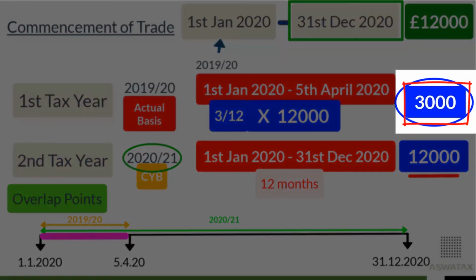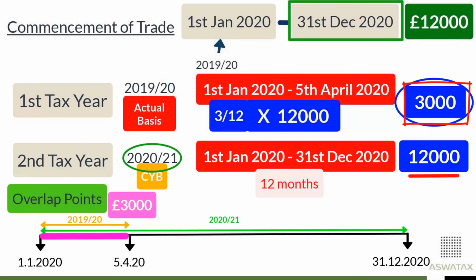Therefore, £3,000 would be your overlap profits. A way you can check if you've done it correctly is we have profits of 12 months in the accounting period year ending 31st December 2020 of £12,000, right? However, we have taxed £15,000. Okay, we have taxed £15,000. Therefore, £3,000 would have been taxed twice. I hope that makes sense.